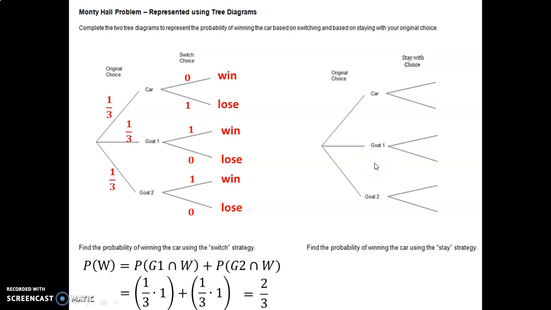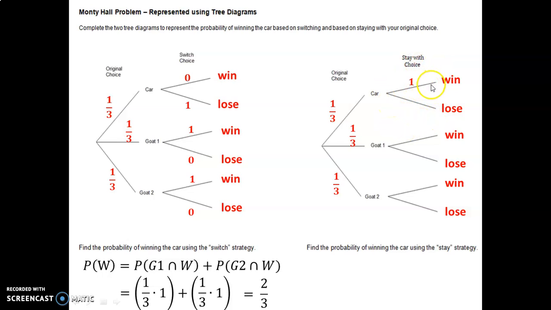But this time we're going to try the stay with your choice option. So you make your original choices, and again, those are win-lose. Your original choices are the same. Again, 1/3, 1/3, 1/3. You're equally likely to make any selection.